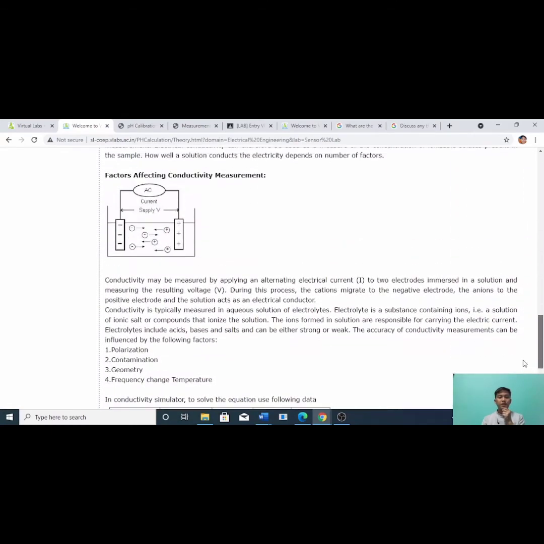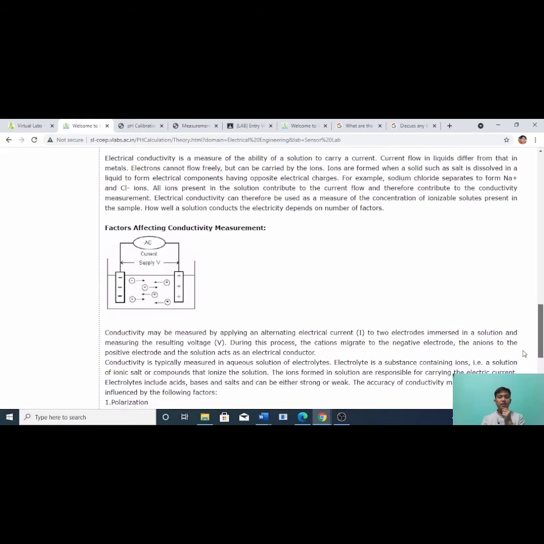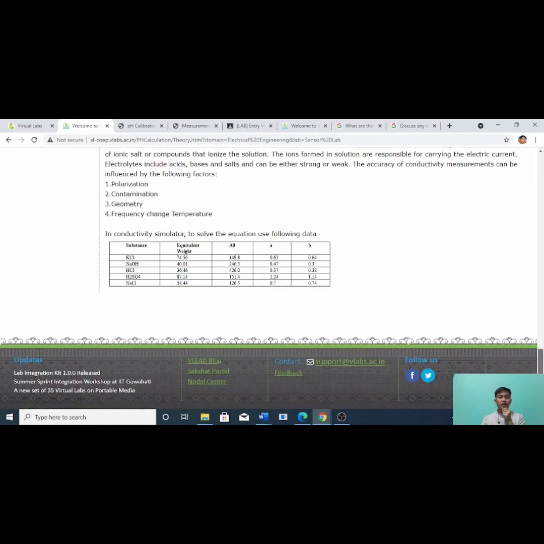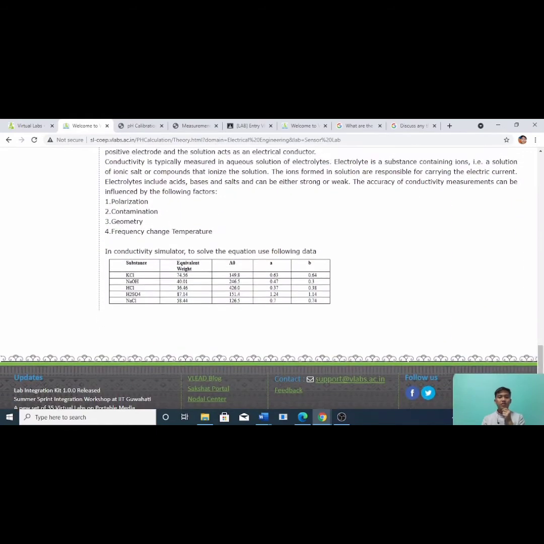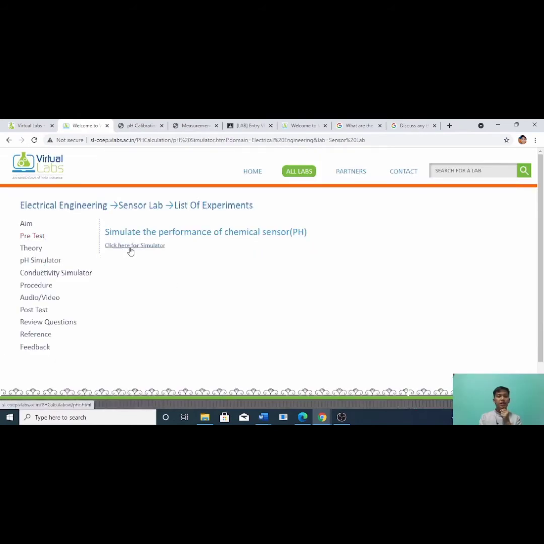For conductance, in the theory we have this one: the accuracy of conductivity measurements can be influenced by the following factors. Number 1, polarization. Number 2, contamination. Number 3, geometry. Number 4, frequency change and temperature. We also have this table here for constants A0, A, B, and the conductivity simulator to solve the equation using the format of data. So now, let's go to the pH simulator. Now click here for the simulator.